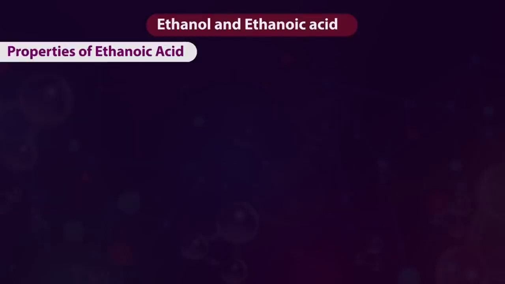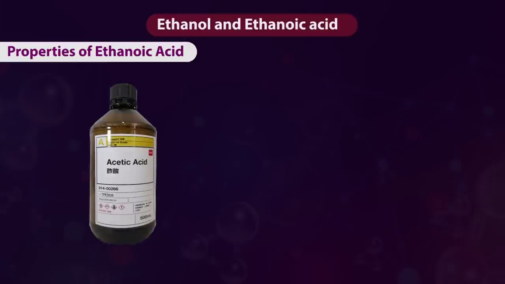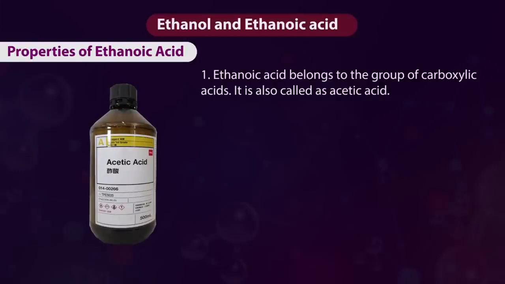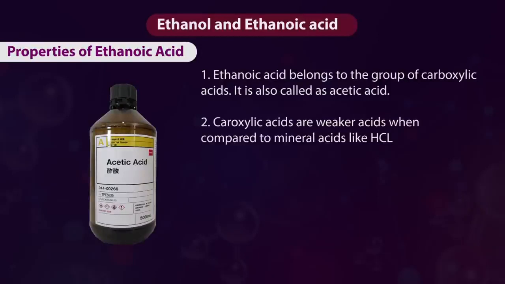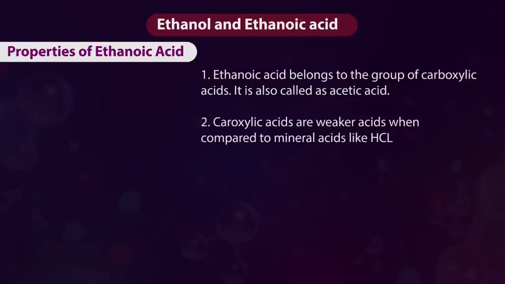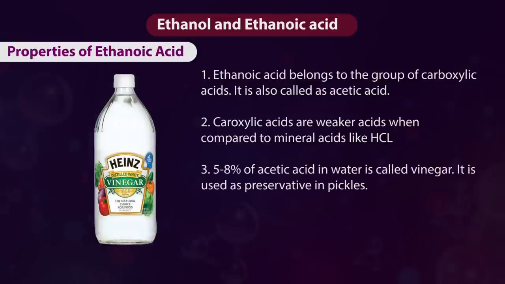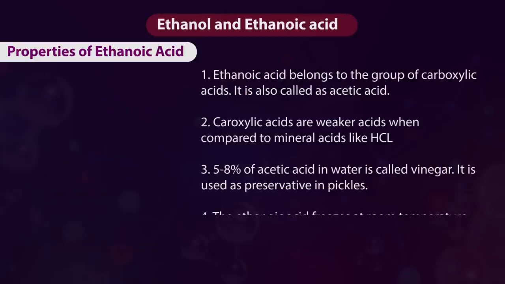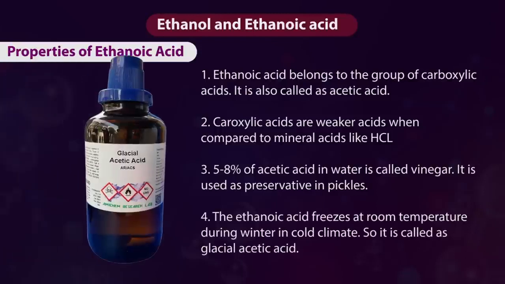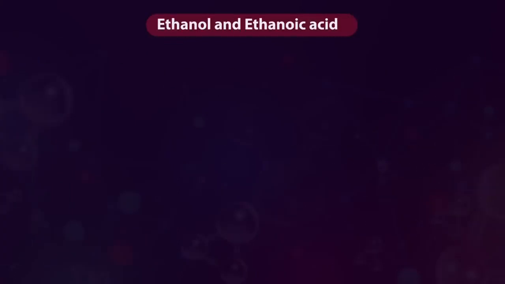Properties of ethanoic acid. Ethanoic acid belongs to the group of carboxylic acids. It is also called acetic acid. Carboxylic acids are weaker acids when compared to mineral acids like HCl. 5 to 8% of acetic acid in water is called vinegar. It is used as preservative in pickles. Ethanoic acid freezes at room temperature during winter in cold climate. So, it is called glacial acetic acid.